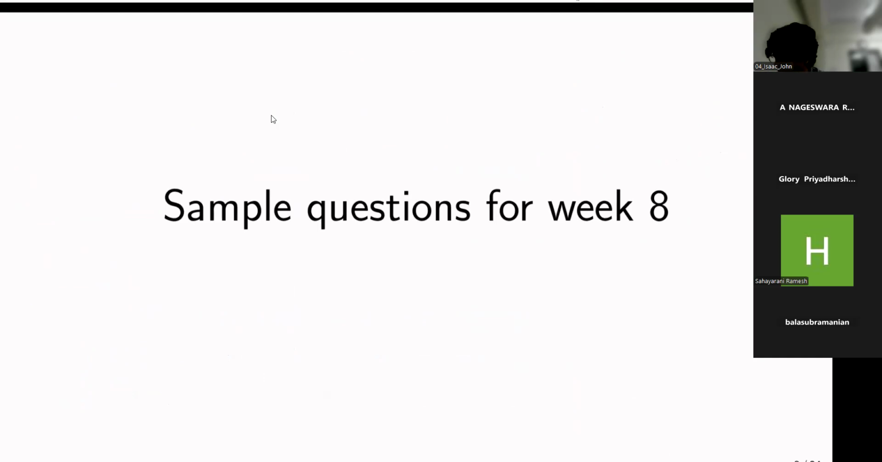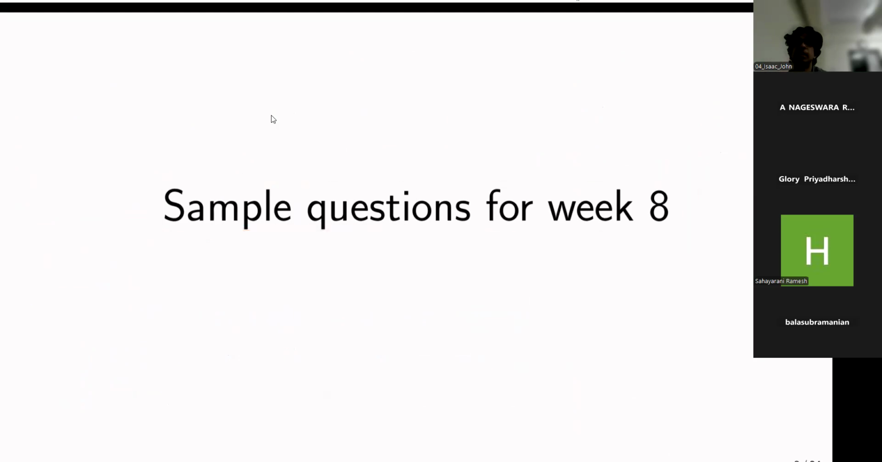Now we'll solve some sample questions for week 8. Again, this is a continuation of what we have learned over the previous week, because I believe the assignment questions are mostly from motion control of robotic manipulators, which is an extension of what we have covered from the previous week.